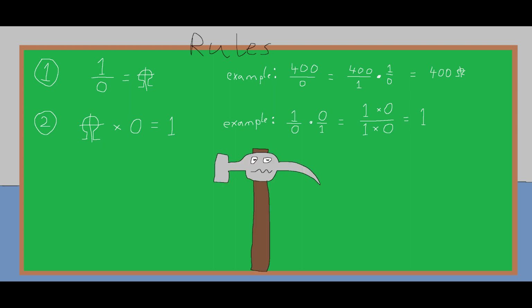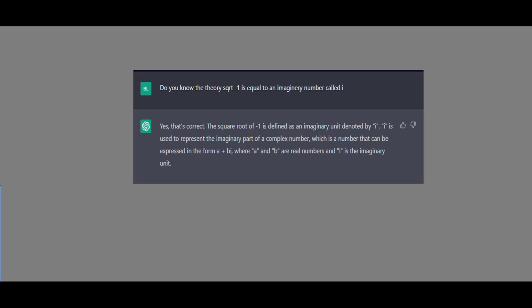Since I'm not the sharpest tool in the shed, I had no idea of any other rules I could come up with for grug. So I decided to turn to the help of AI, and ChatGPT, here I come. Firstly, let's make sure our buddy is on track, so let's start the topic by asking him, do you know that the square root of minus 1 is equal to an imaginary number called i?